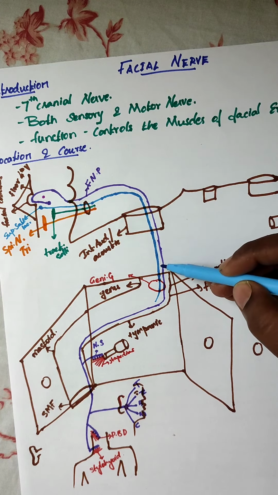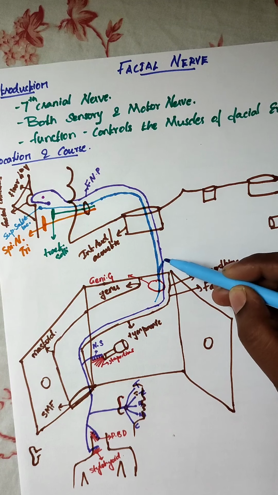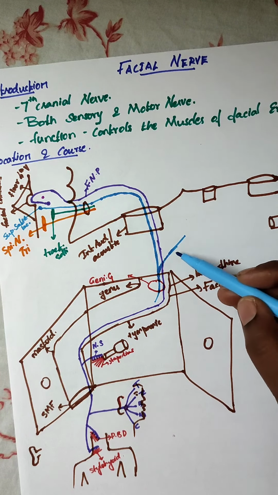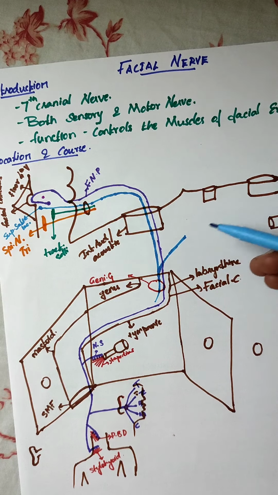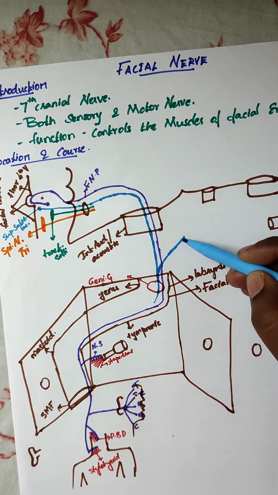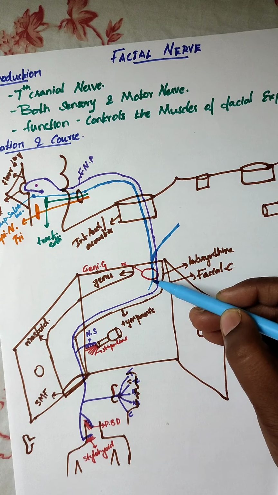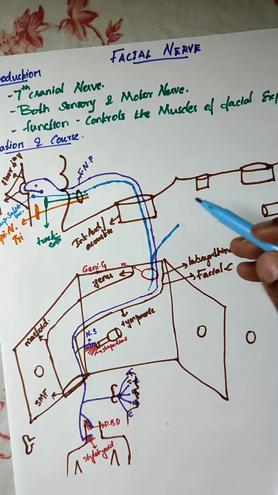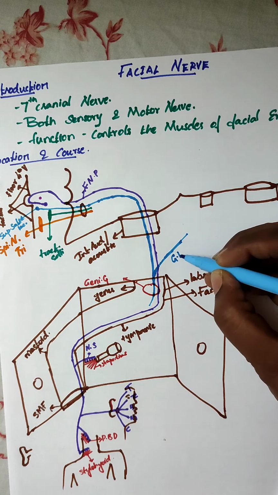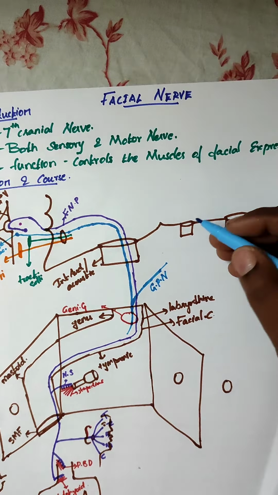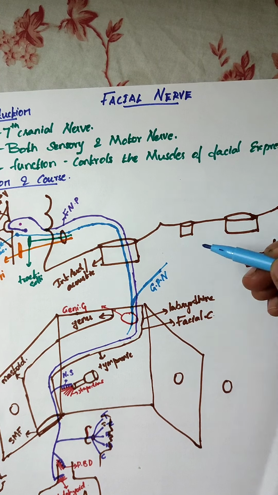The nerve fibers from the lacrimal nuclei run upward. They do not enter into the facial canal, but run upward. The parasympathetic nerve fibers from the superior salivary nuclei run downward and enter into the facial canal. The parasympathetic nerve that runs upward is known as the greater petrosal nerve. So these are the lacrimal parasympathetic nerve fibers, from the lacrimal nuclei.